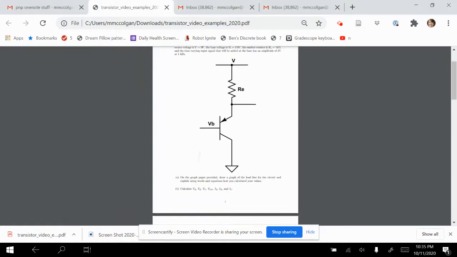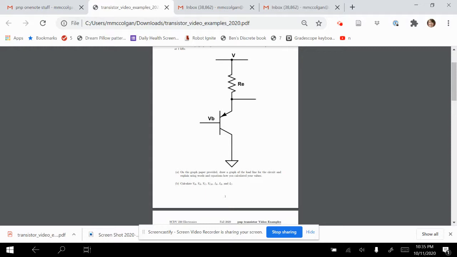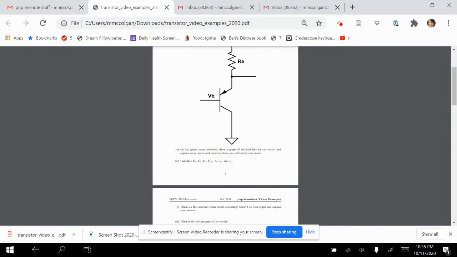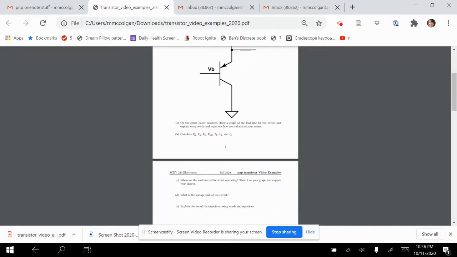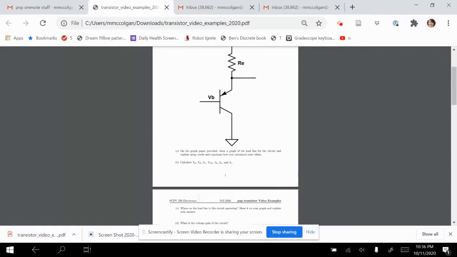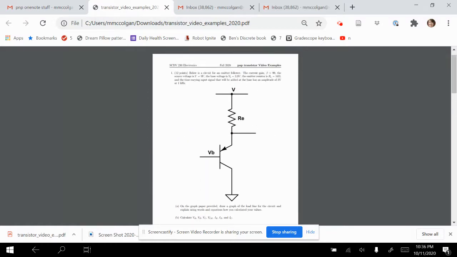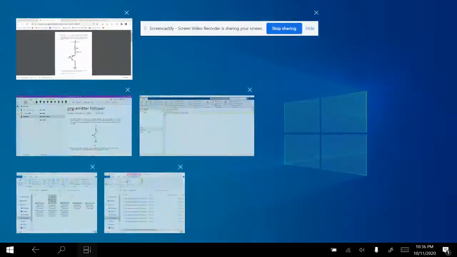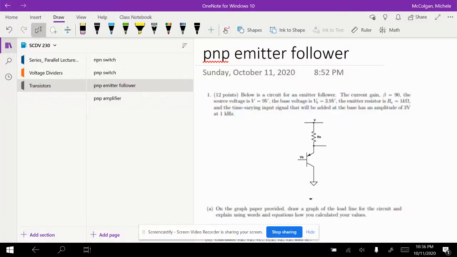So if you look at the question, it says on the graph paper provided, and we're not going to use graph paper, we're just going to draw a graph. We're going to draw a graph of the load line for the circuit. And we'll show how we're going to do that. We're going to calculate our values for voltages and currents, and we're going to then show where on the load line we're operating, and we're going to draw in some characteristic curves. We're going to see what the voltage gain of the circuit is, and that's going to be that for this one. So I'm just going to bring us over to OneNote.